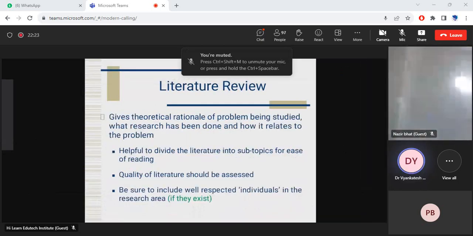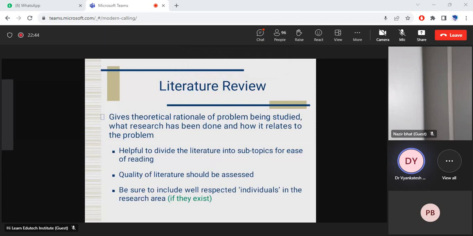So this is about the literature review concern. Go for theoretical as well as rational problems. Study what research has been done and how it relates to the problem, helping to divide the literature into subtopics for ease of reading. As well as my area of research concern, you go for worldwide research, state-wise research, and country-wise research, and whatever the current scenario of that topic is, we need to assess it. Generally, when we are dealing with research, you should use recent citations, because past citations and those research articles are not easily assessed.